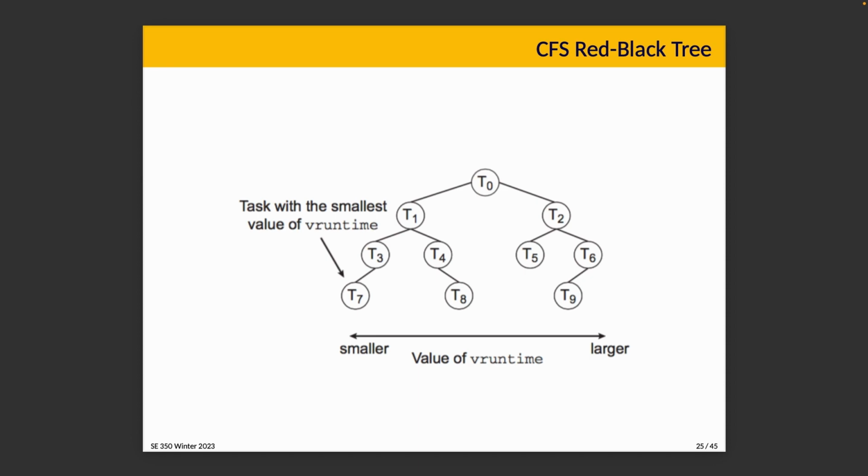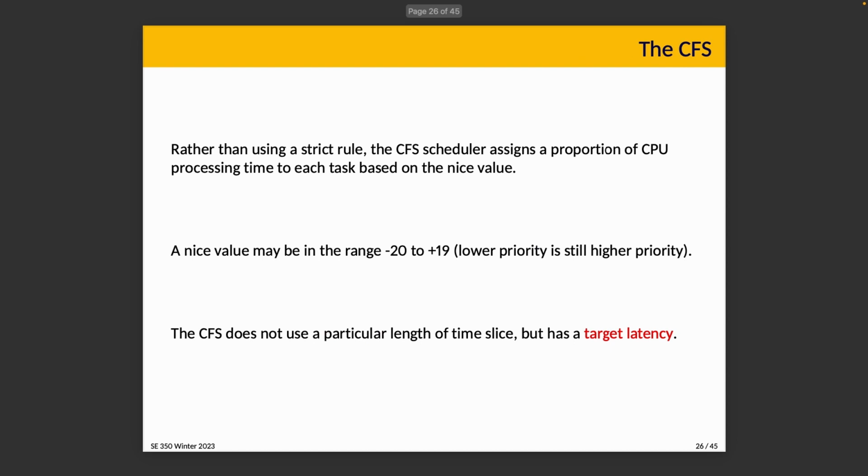Now, rather than using a strict rule to decide about priorities and runtime, the Completely Fair Scheduler assigns a proportion of CPU processing time to each task based on its nice value. So the nice values that we saw earlier when talking about the traditional Unix scheduler still exist and they still matter. As far as implementing this, we have to keep up the behavior of previous systems, and that included the nice factor. And a nice value, as we may have discussed, could be in the range of negative 20 to plus 19, where negative 20 indicates something that is very not nice, and plus 19 indicates something that is quite nice.